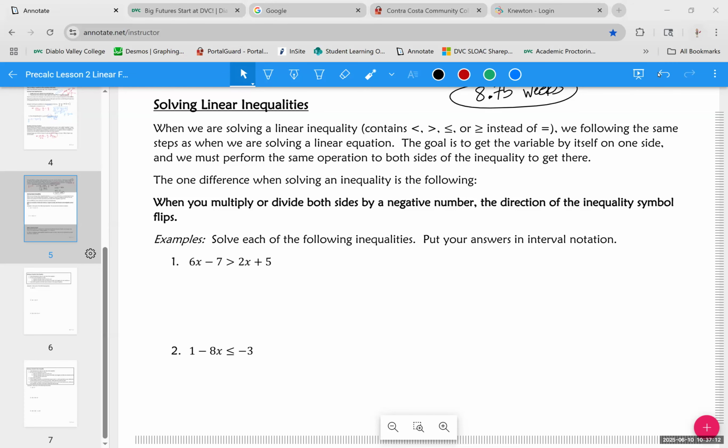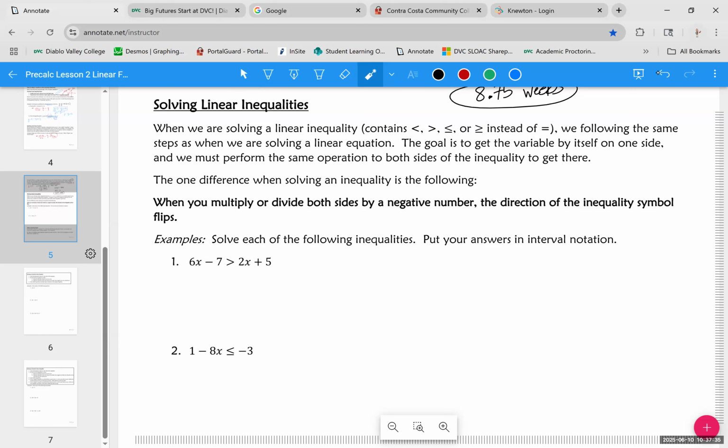We are going to talk now about solving linear inequalities. An inequality is just a statement similar to an equation, but instead of the equal sign, we're going to have one of our inequality symbols: less than, greater than, less than or equal to, or greater than or equal to. So you can see down below in the examples what some of those linear inequalities look like.